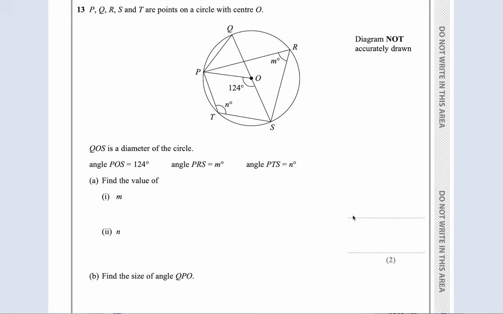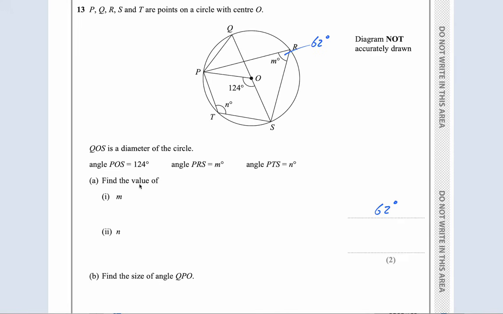Question 13. Here we have a circle, so we're dealing with circle theorems for sure. Find the value of m. Okay, at least they haven't asked me to give my explanations. So m is half of this. This is one of the circle theorems. Angle at the center is double angle at the circumference. So I just half this, 62. So this angle here is 62 degrees.